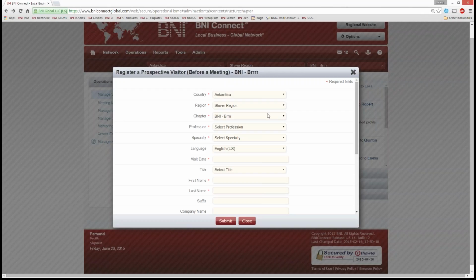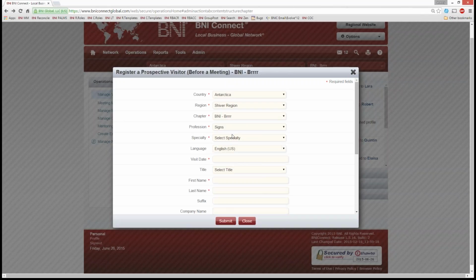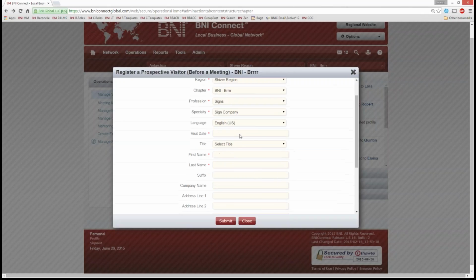It's a very simple form to fill out. Just need to fill out the information about that prospective visitor. You're going to invite somebody from a sign company. Now you'll notice that when I go to do this, I can only choose future meeting dates because I am pre-registering somebody for an upcoming meeting. So I could choose, for example, the July 1st meeting. And I'm going to invite Jacob Smith from Sign Co.